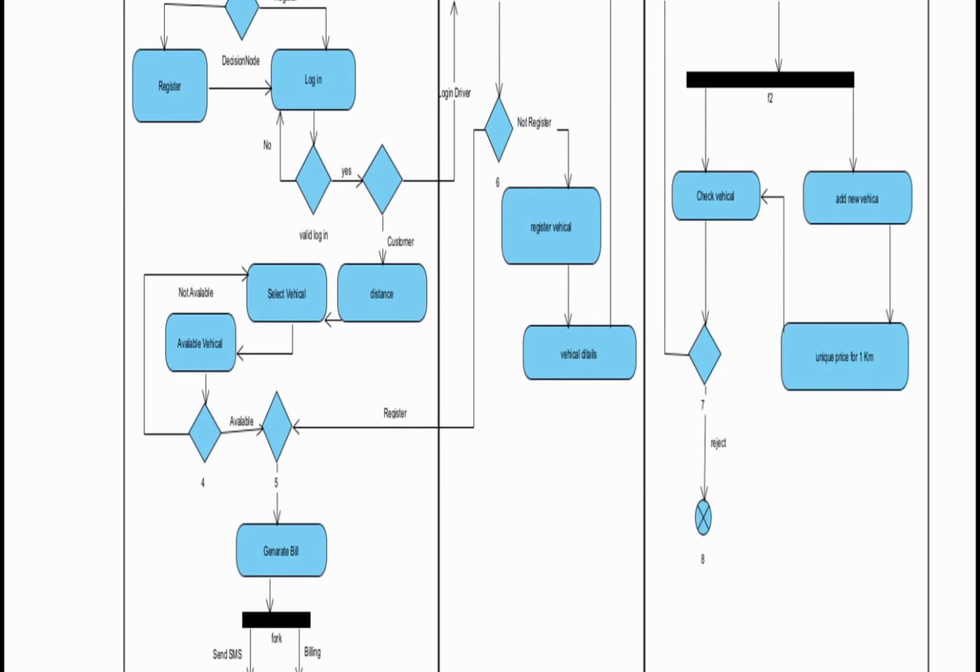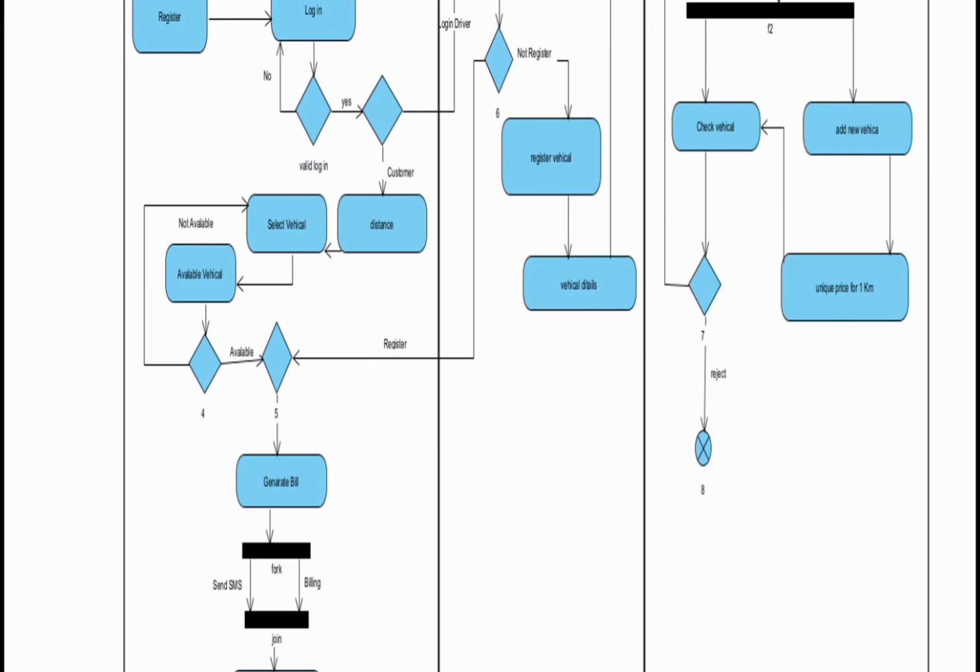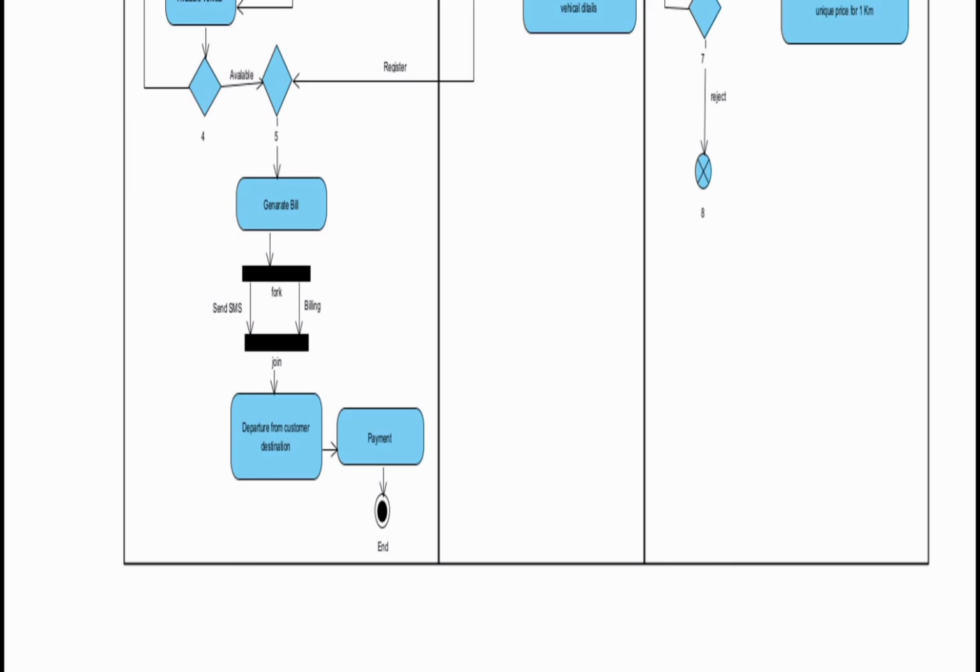Customer. Next he goes to select distance. After that he can select a vehicle. Next he can see the available vehicles. I check if the vehicle is available or not available. If the vehicle is not available, he selects a vehicle again. If the vehicle is available, go forward. After that generate the bill. After billing, send an SMS. Next departure from the customer destination. Next payment and after that end.